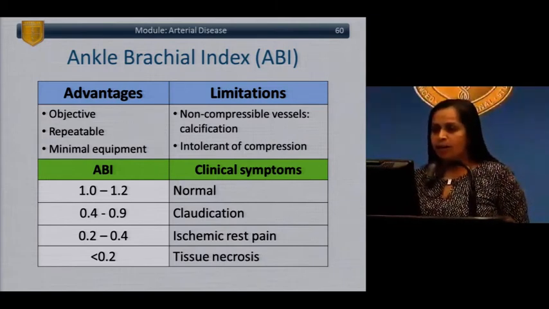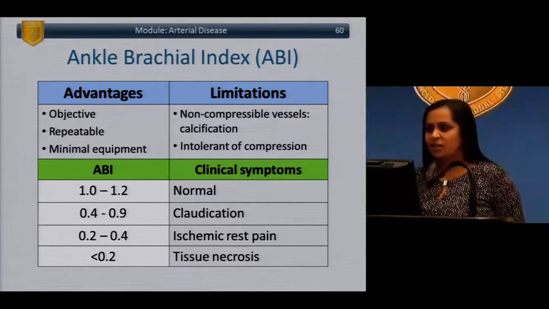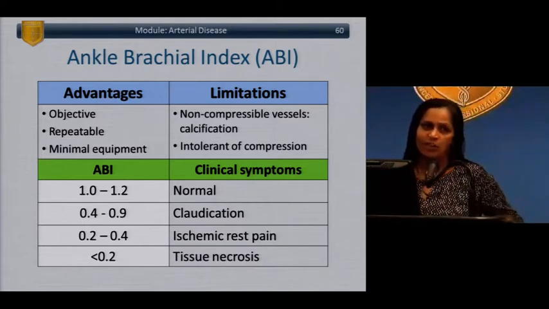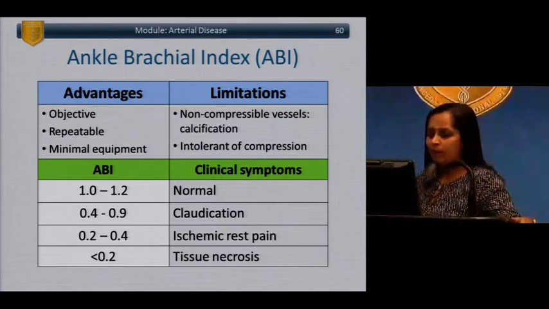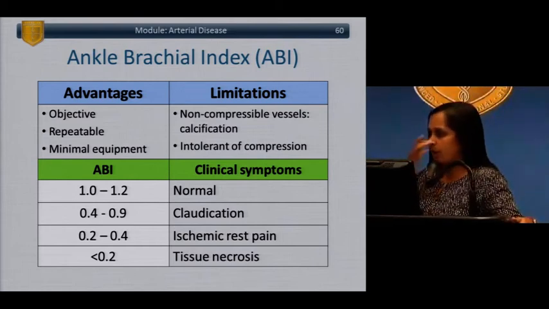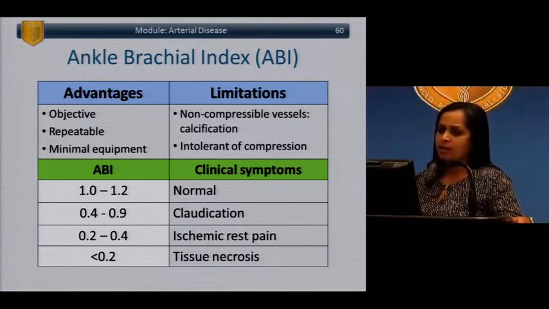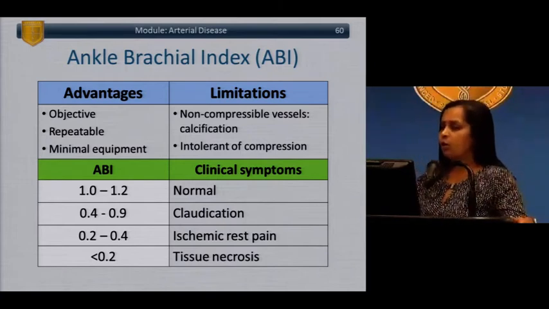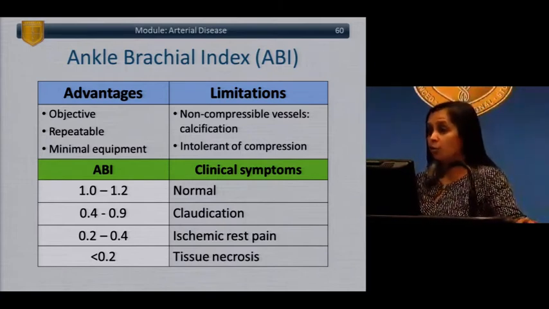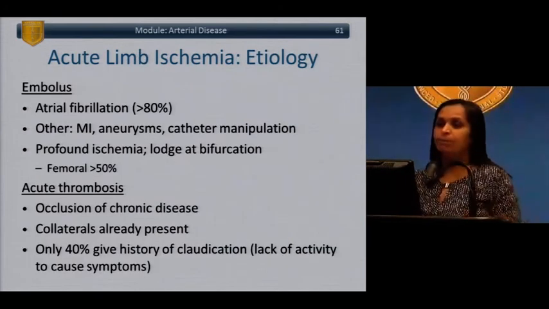A normal ABI is more than 1. An abnormal ABI we define as less than 0.9, and then we have this sort of fuzzy area between 0.9 and 1. Patients that have claudication typically have ABIs of 0.4 to 0.9. With more critical limb ischemia, the ABIs are less than 0.4. And then tissue necrosis typically occurs at an ABI of less than 0.2, although depending on how they have gotten a wound, tissue necrosis can occur with ABIs that might be a little bit higher than that.